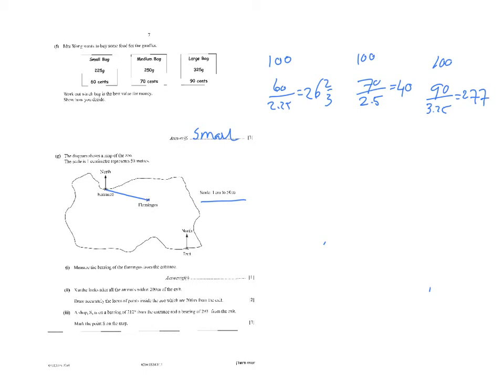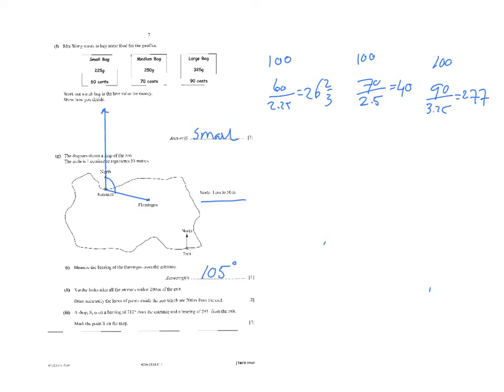Draw the line from the entrance to the flamingos. Perhaps extend the line to the north and do that accurately. Extend the line to the north, and then you're interested in this angle from the north in a clockwise direction. If you do that properly, you're going to get exactly 105 degrees. So you're going to use your protractor and measure that angle.